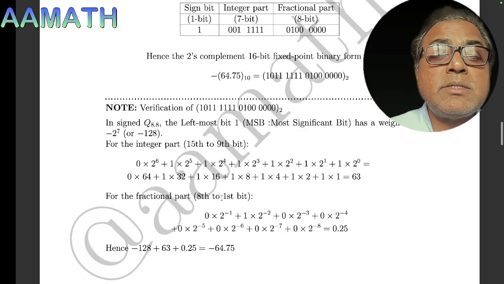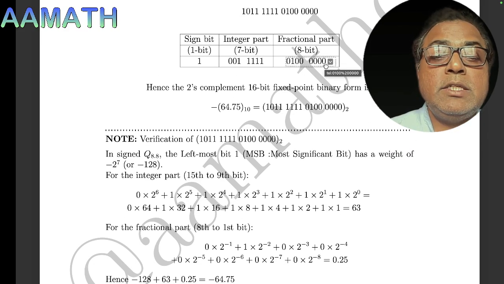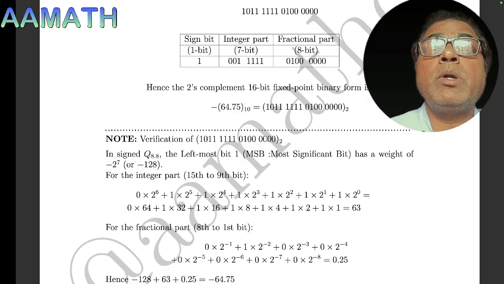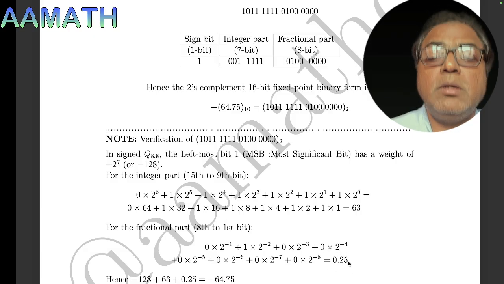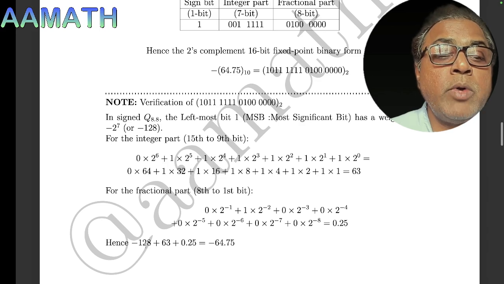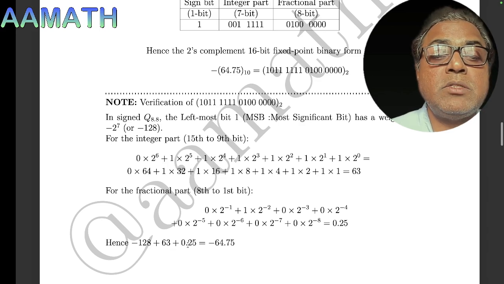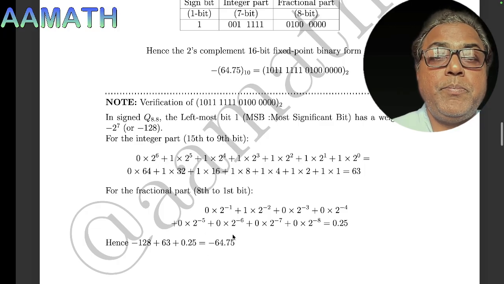And for the fractional part, from the 8th bit to the first bit, this is 0, so 0 into 2 to the power minus 1, 1 into 2 to the power minus 2, and so on. This is the value 0.25 in decimal form. Hence, minus 128 plus 63 plus 0.25 is equal to minus 64.75.